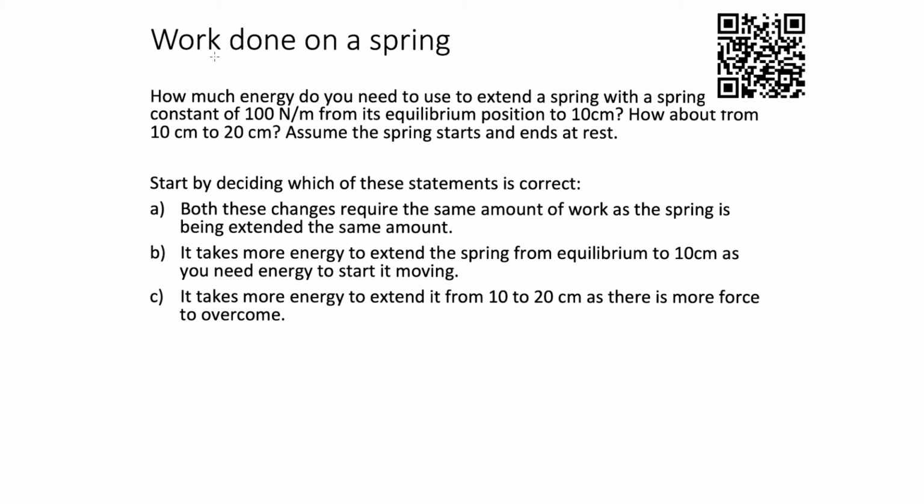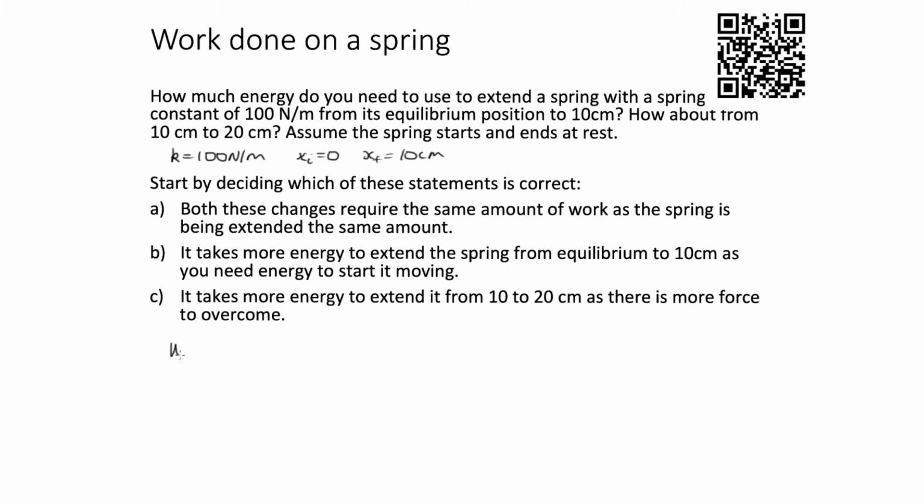Okay, so we're now going to be looking at the work done on a spring rather than the work done by a spring like we just were. So the question is, how much energy do you need to use to extend a spring with a spring constant of 100 newtons per meter? So k is equal to 100 newtons per meter, from an equilibrium position. So x initial is 0 to a final position of 10 centimeters. And then how about from 10 centimeters to 20 centimeters? And we can assume the spring starts and ends at rest.